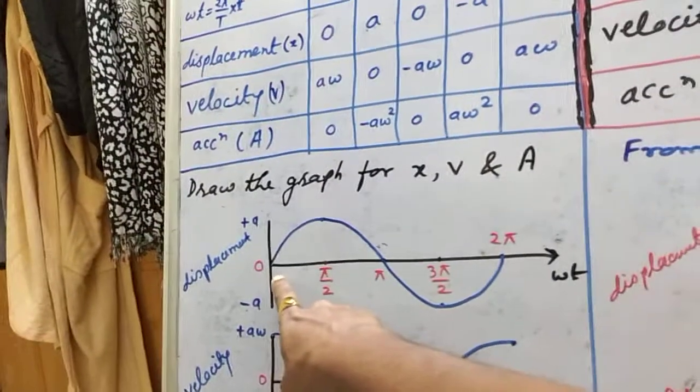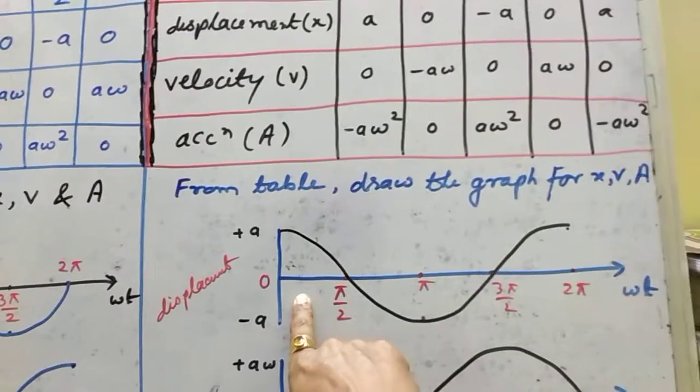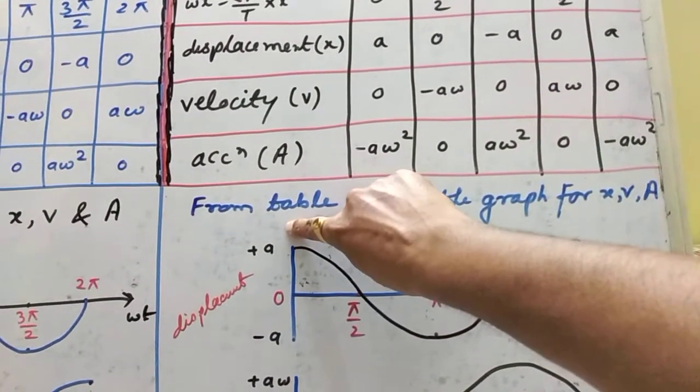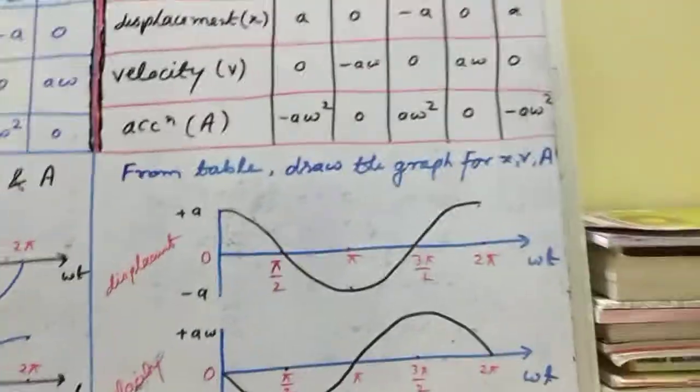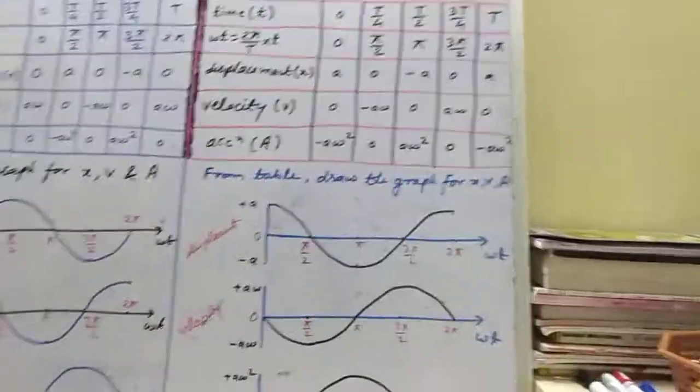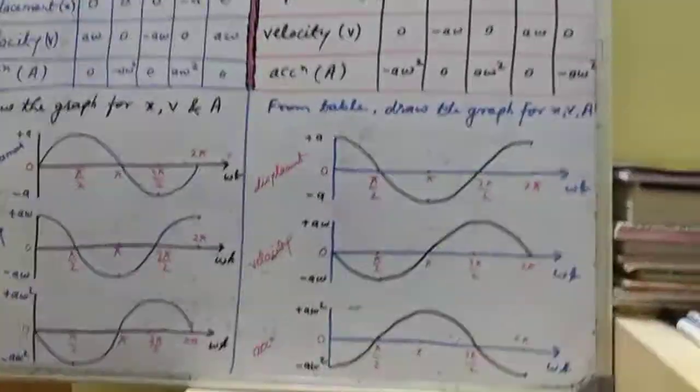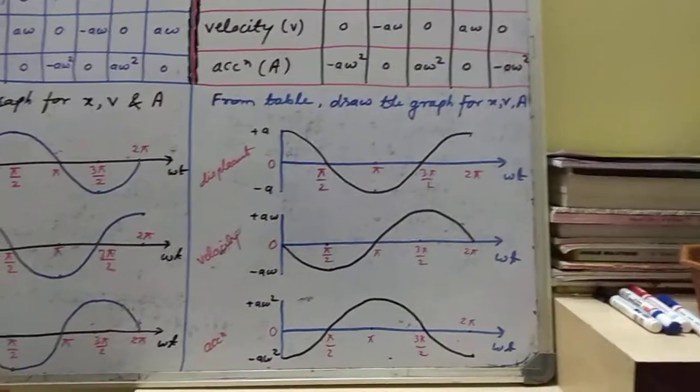When the particle starts from the mean position, the displacement is 0, and when the particle starts from the extreme position, the displacement of the particle is maximum positive a. This is the only difference, but the graphical nature and conclusion are the same. It may be asked for 3 marks in the board examination.